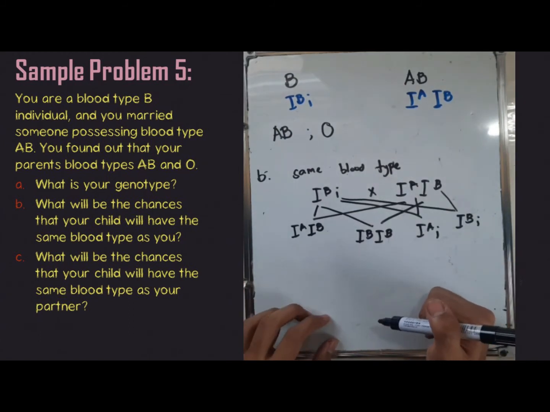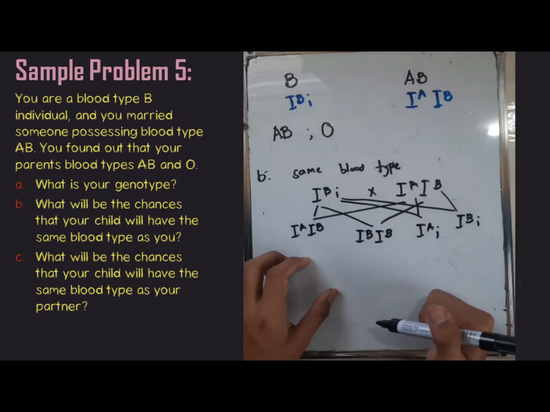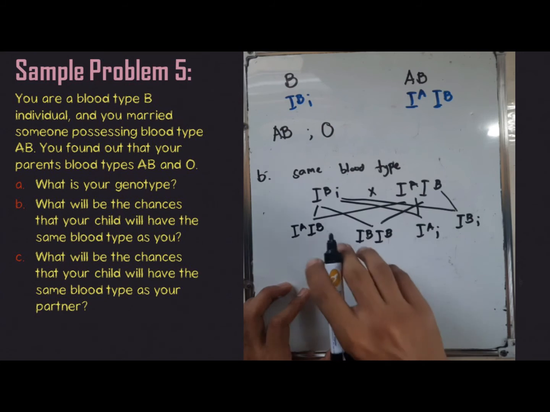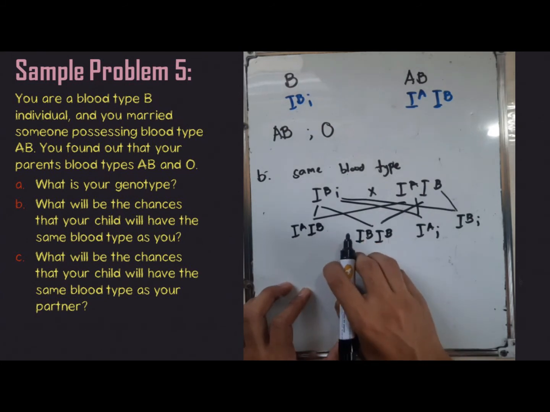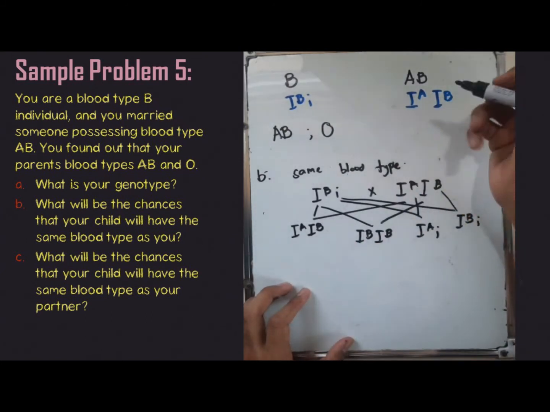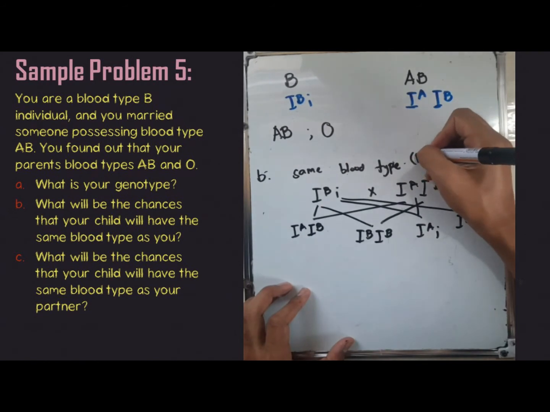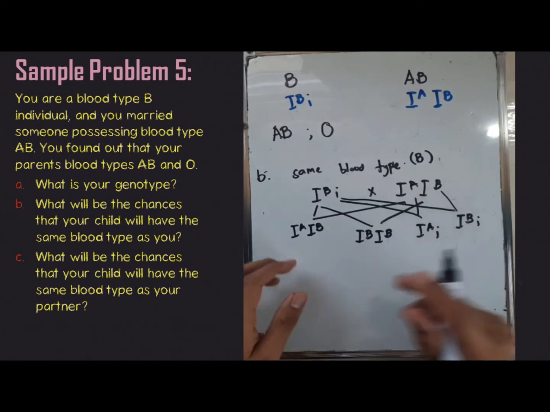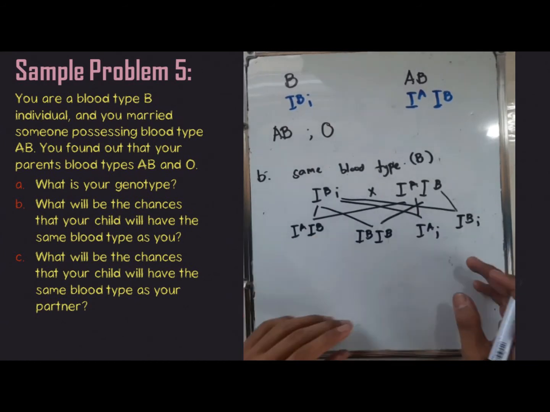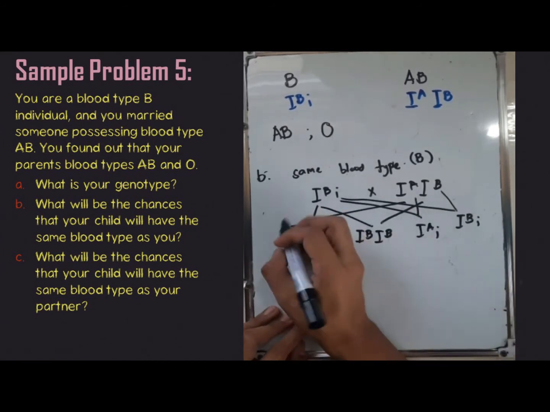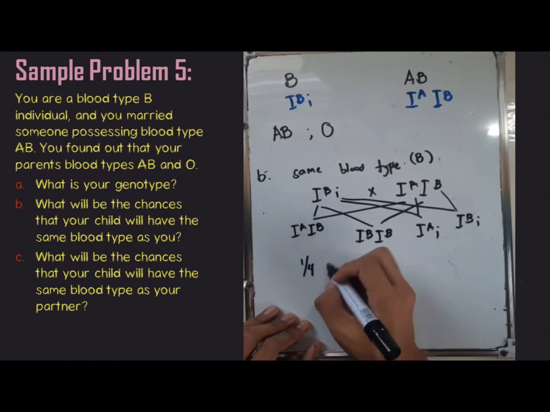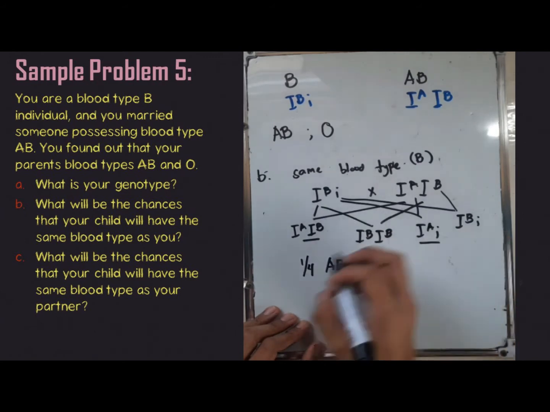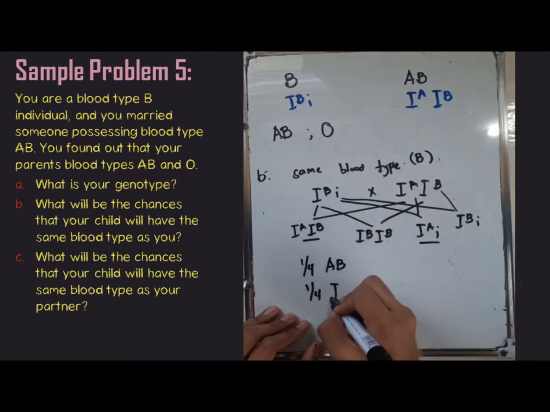Okay? Now, what would be the probability that your offspring would have the same blood type as you? According to this, we are simply considering the phenotype of the blood type. Okay? So it simply means that the offspring would possess the same blood type B as you. We are not talking about the genotype; we are talking about the phenotype here. So we have here the summary: 1/4 is blood type AB, then another 1/4 is blood type A.